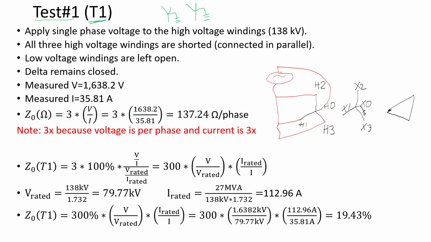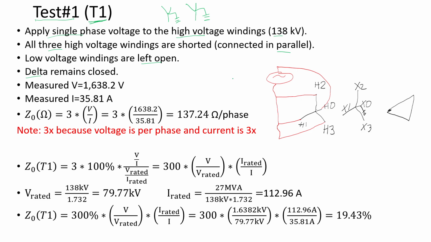So you apply single phase voltage to the high voltage winding. In this case, which I'm demonstrating, because it's always good to explain a topic through an example instead of just giving vague or broad information, which can cause confusion. Then all 3 high voltage windings are shorted. In other words, they're connected in parallel. Low voltage windings are left open. The stabilizing winding delta remains closed.